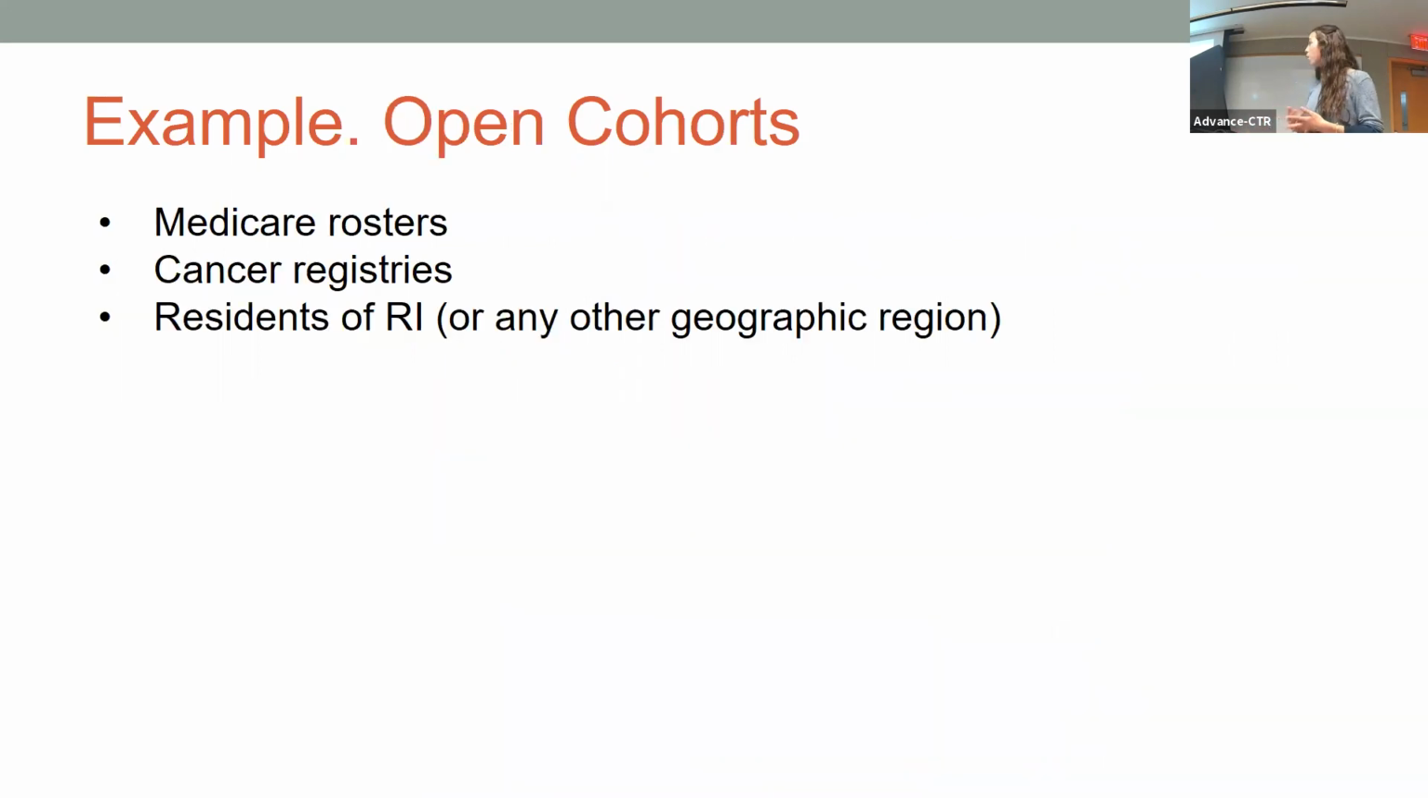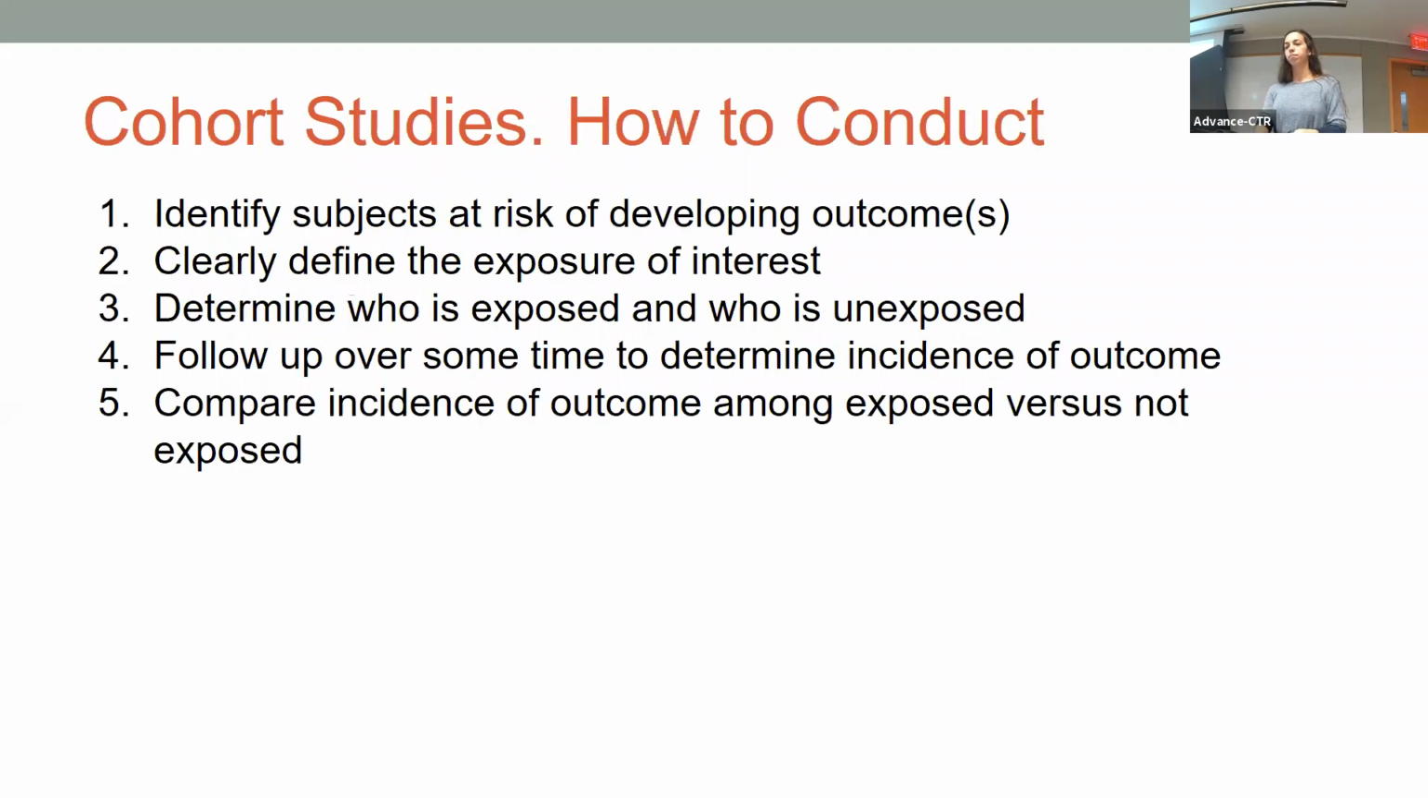Some examples of open cohorts would be things like being a resident of Rhode Island, because some people might come and go, or the cancer registries. Some people get on there, to my understanding, but then can be removed, and people are constantly being added. So it's much more dynamic than a fixed cohort.